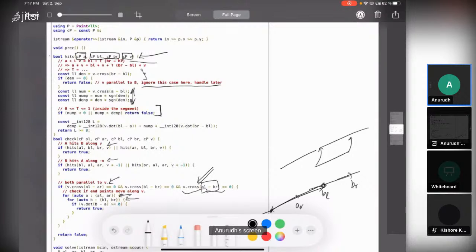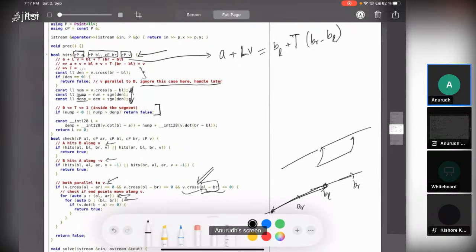So the equation is written down here. So maybe I'll write it again. So A plus lambda V equals BL plus T times BR minus BL. So this is the line. I think I chose T as gamma when I explained before, and L as lambda. So now I want to check here if T is between 0 and 1, and the corresponding derived equation for T, I believe, is numerator by denominator, num by den.